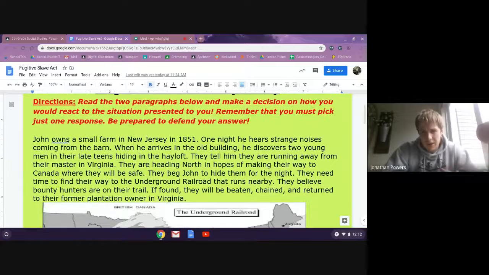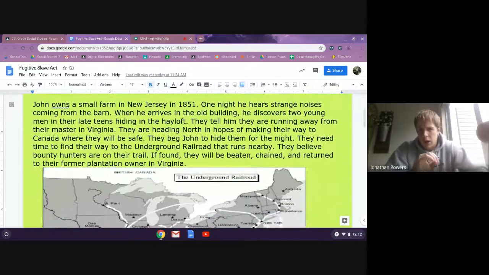It's called Fugitive Slave Act 1850. So John owns a small farm in New Jersey in 1851. One night he hears strange noises coming from the barn. When he arrives in the old building, he discovers two young men in their late teens hiding in the hayloft. They tell him they are running away from their master in Virginia. They are heading north in hopes of making their way to Canada, where they will be safe. They beg John to hide them for the night.